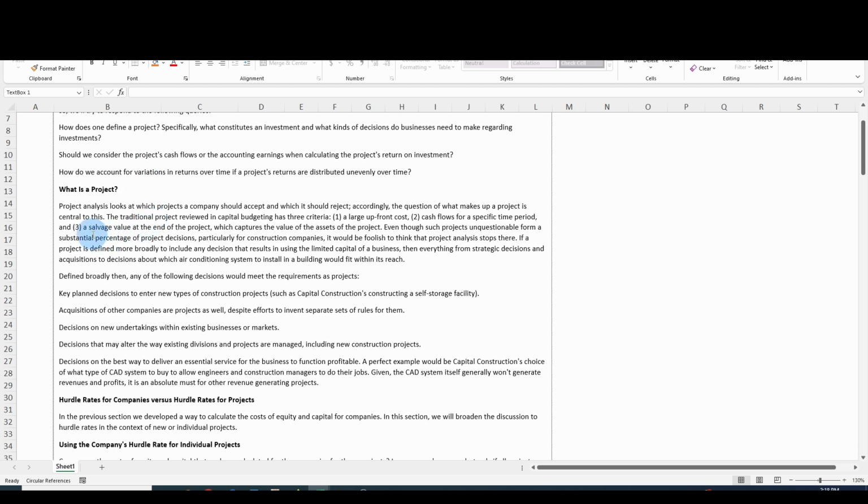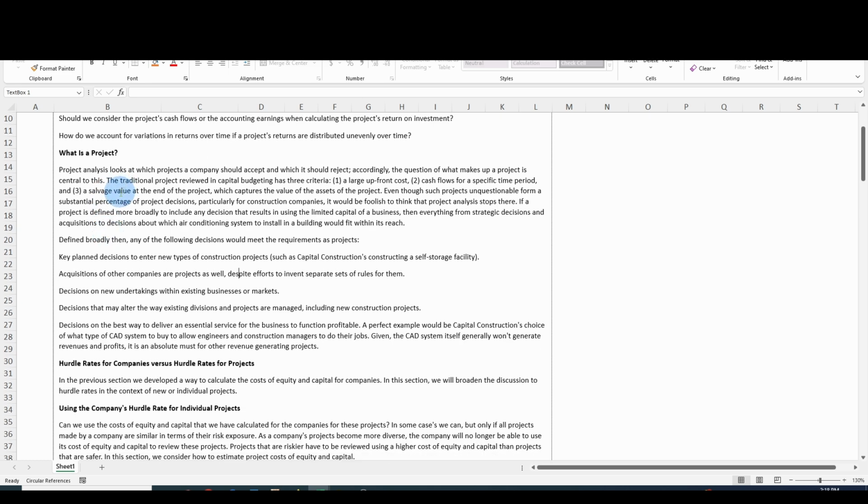What is a project? Project analysis looks at which projects the company should accept and what it should reject. Accordingly, the question of what makes up a project is central to this. The traditional project reviewed in capital budgeting has three criteria: a large upfront cost, cash flows for a specific time period, and salvage value at the end of the project, which captures the value of the asset of the project. Even though such projects unquestionably form a substantial percentage of project decisions, particularly for construction companies, it would be foolish to think that project analysis stops there.